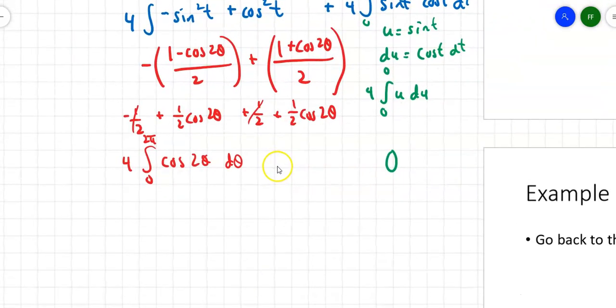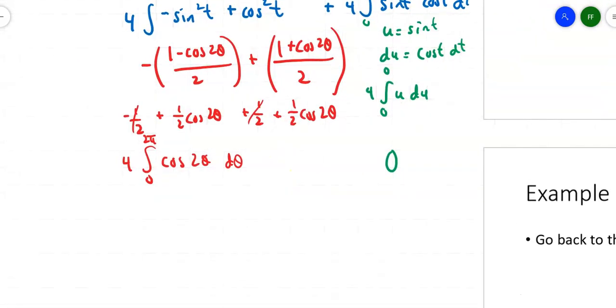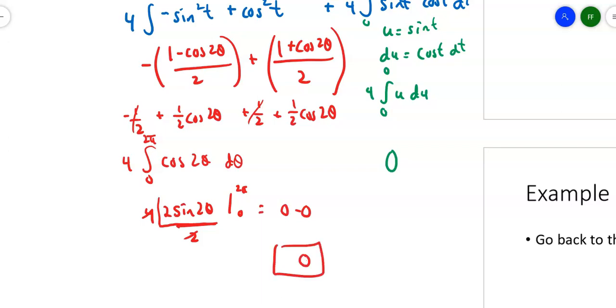So now my whole question depends only on this integral that's in red. Antiderivative of cosine 2 theta will give me sine 2 theta over 2. Now multiply it by the 4 on the outside, and I just have a 2 sine 2 theta. So 2 sine 2 theta evaluated at 2 pi and at 0. Again, something funny happens. I end up with a 0 minus 0, and the answer is 0. So if you guessed 0, you were correct.